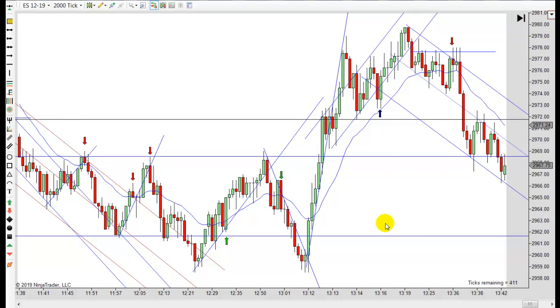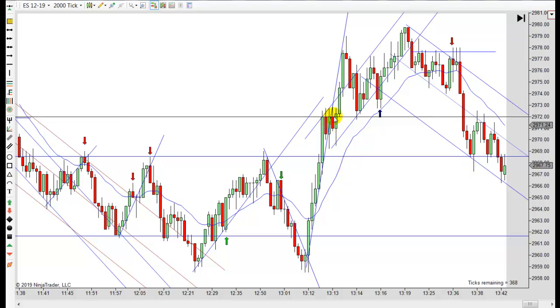So anyway, it would have been a nice trade. You do get a failed second entry short right there, but that's a lot of sideways stuff. We're not back to the EMA. Again, it would have worked, but not a very good setup.